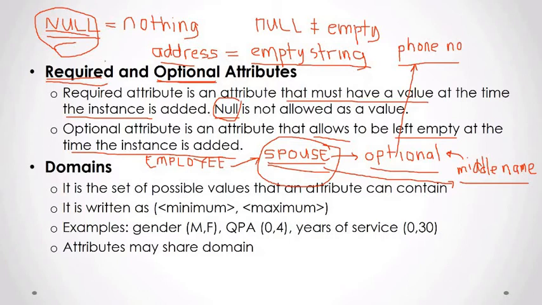Okay? So, an example of a required attribute are primary keys. Now, primary keys are those that will differentiate one record from the other. And because of that, there should always be a value for that particular attribute. So a primary key is an attribute that is required.